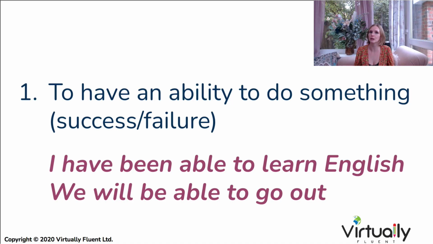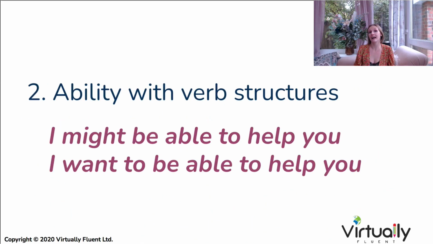Again, we will be able to go out because we have that possibility, that success or failure in the negative. When we have other verb structures such as modal verbs, other modal verbs, might, may, and other strong verbs like want, for example, then we would also have to use be able to. We can't use can or could. For example, I might be able to help you. I want to be able to help you.